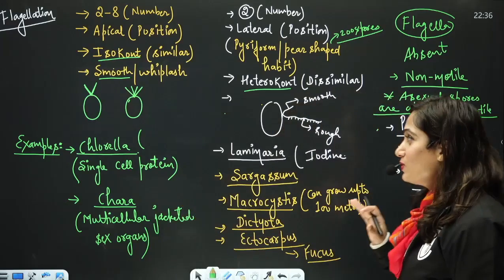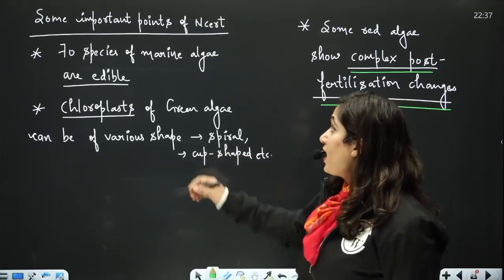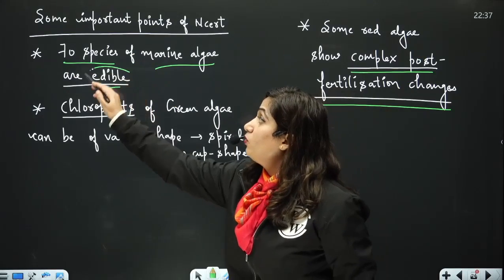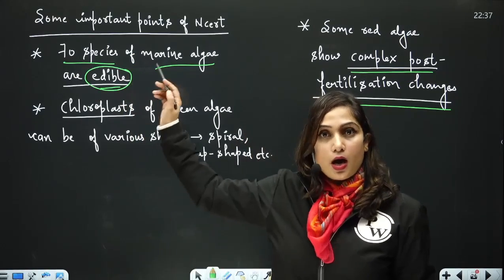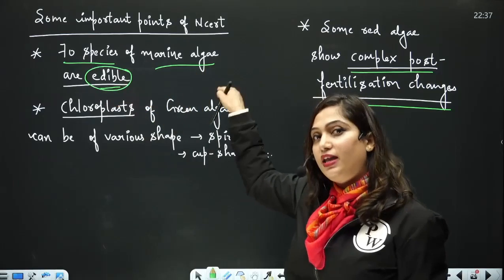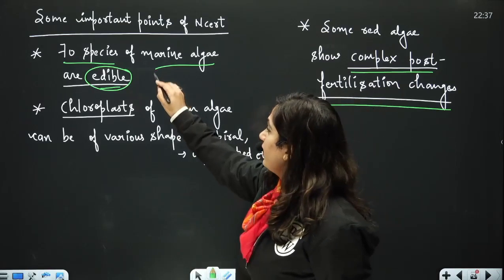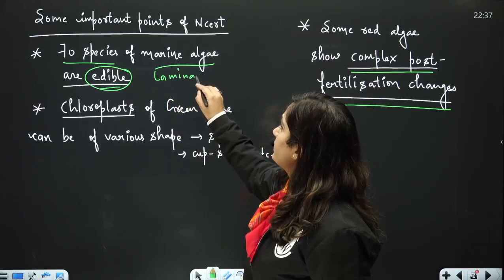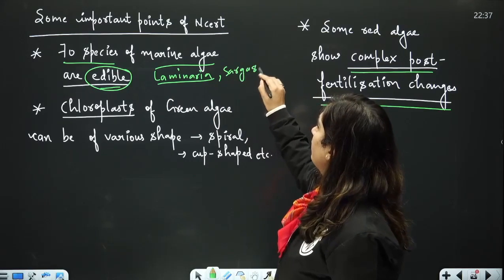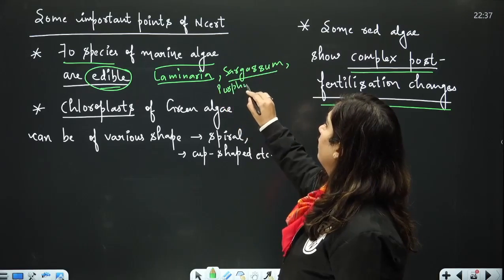Now there are some extra points which are not covered in the table. Some extra points given in NCERT: there are approximately 70 species of marine algae which are edible, which can be eaten. Not freshwater algae, marine algae. Examples are Laminaria, Sargassum, Porphyra. These are given in NCERT. Laminaria, brown algae. Sargassum, again brown algae. And Porphyra, red algae.